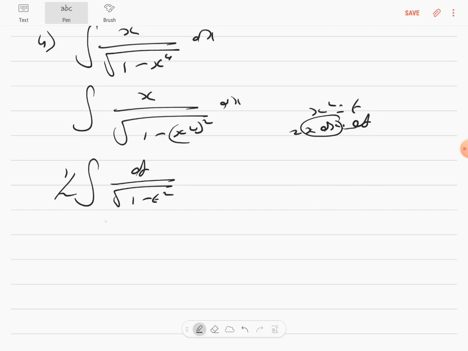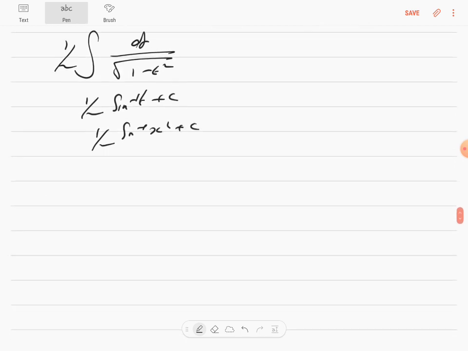Then sine inverse of t, so half of sine inverse of t plus c, and half of sine inverse of t is half sine inverse of x square plus c. So these are the various formats.